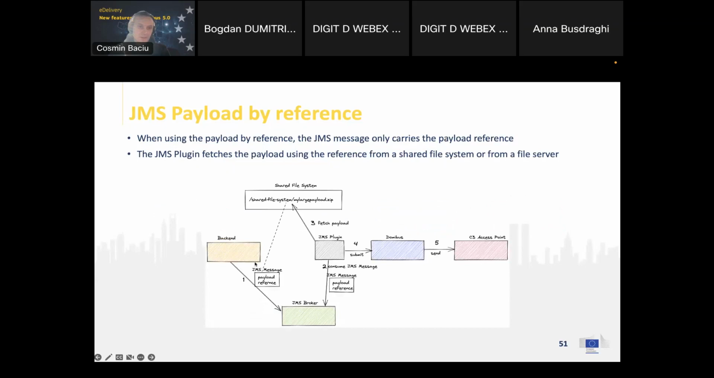You can enable sending the payload as reference. The backend puts the payload on a shared file system and sends a message to the JMS broker with the payload reference, so the file location. Then the JMS plugin consumes the message like before, gets the payload reference from the message, and fetches the payload from the file system. Then the JMS plugin again submits the message to C2, which sends the message to C3. So this is a nice way to deal with large files using the JMS plugin.